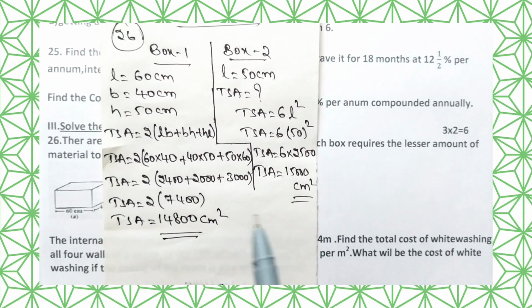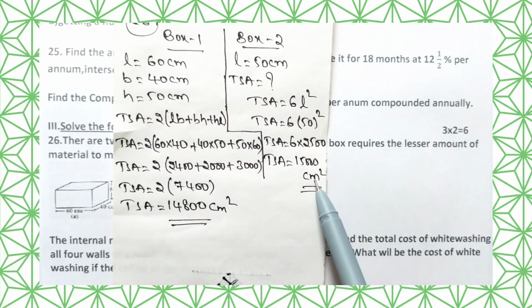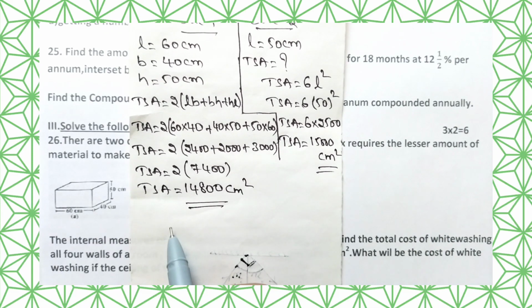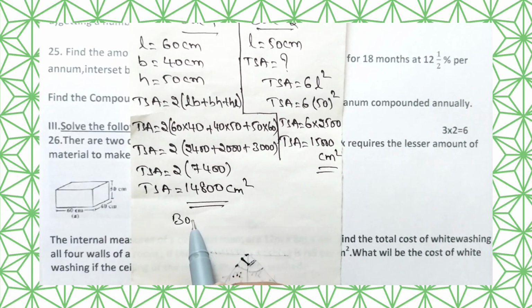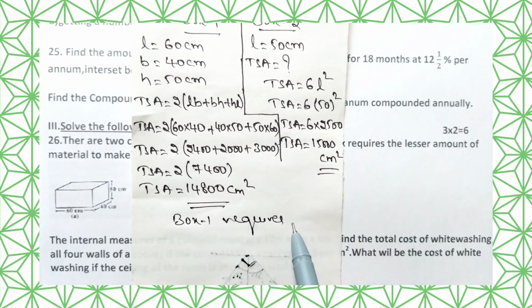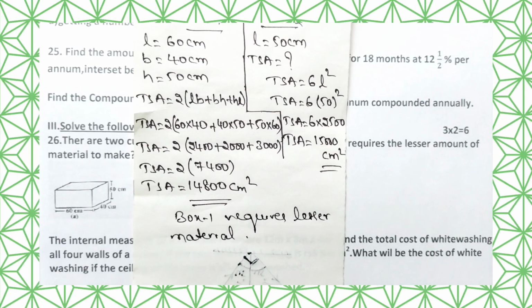So box 1 is 14,800, box 2 is 15,000 centimeter square. So which will require lesser material? Box 1 requires lesser material. So to make box 1 it will require lesser material, because this is 14,800 and this is 15,000. So like this we have to answer question 26.